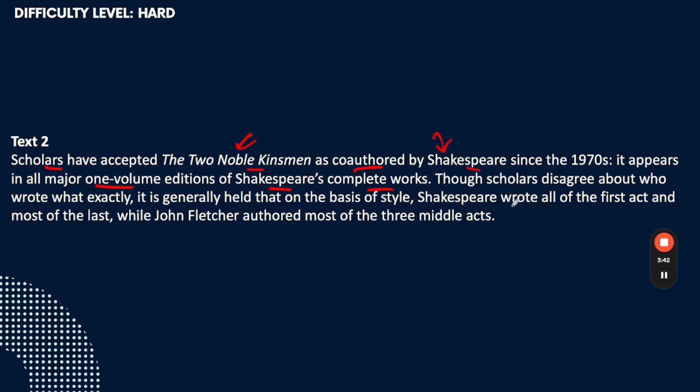Though scholars disagree about who wrote what exactly, it is generally held that on the basis of style, Shakespeare wrote all of the first act and most of the last, while Fletcher authored most of the three middle acts. So based on the style, scholars have already framed an opinion. Because of the style, they know that Shakespeare wrote all of the first act and most of the last, and Fletcher authored most of the three middle acts. This is what the scholars think.